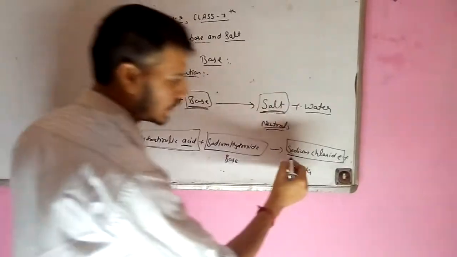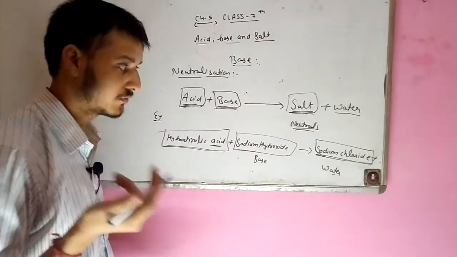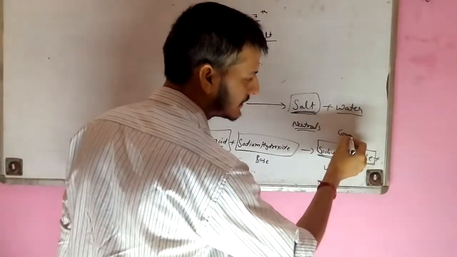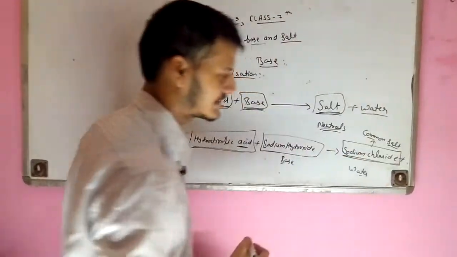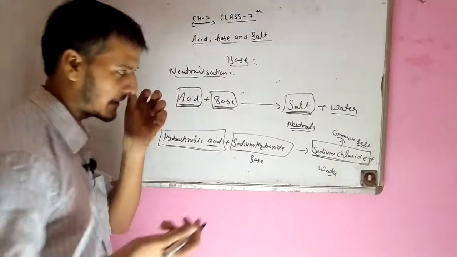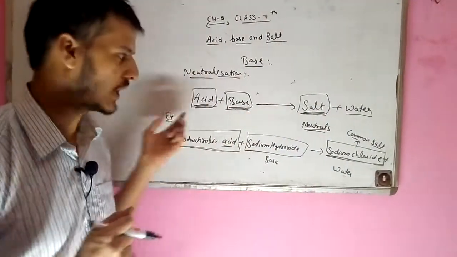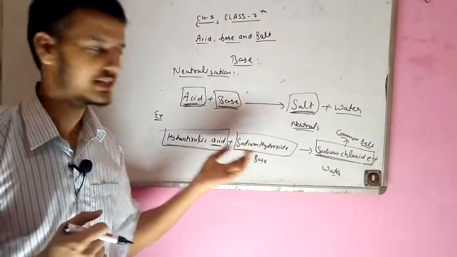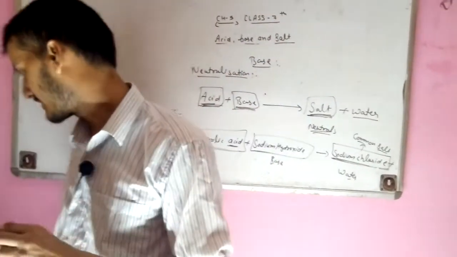And sodium chloride is also known as common salt. Okay, we use it in our kitchens, in our food, we just call it namak. Sodium chloride. So I think you get the meaning, how we prepare common salt and what the neutralization process is. When we add acid and base, a neutralization reaction takes place.